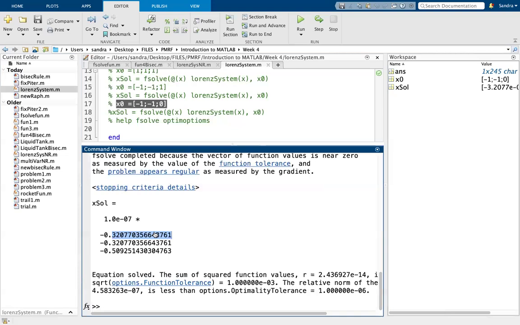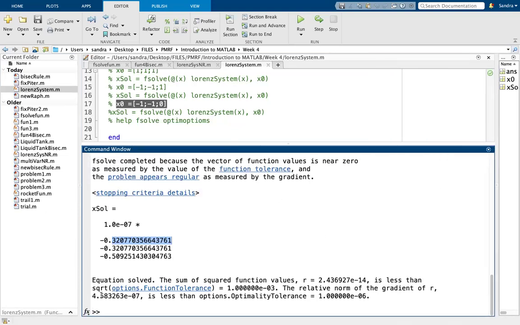For example, the stopping criteria details are this. If you click on the stopping criteria details, you'll get it. Equation solved. The sum of the square of the function is less than the function tolerance. The relative norm of the gradient is less than this, and the tolerance level is e raised to minus 6. That is your error value, right? The difference X minus x sold went below this error value, and that's why it converged. Okay, so that's how we use fsolve for multiple equations.